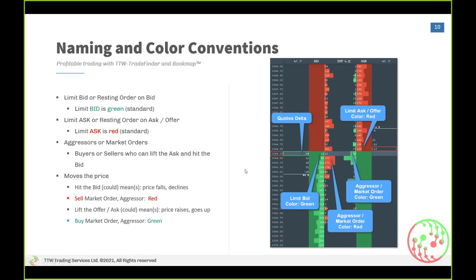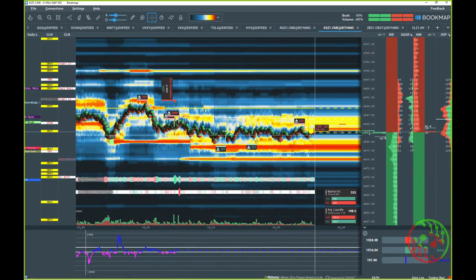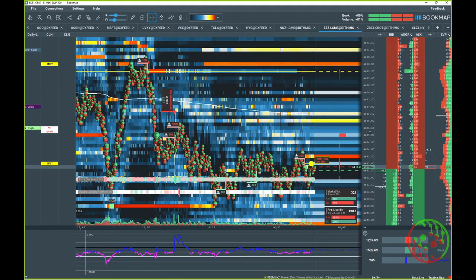Walter, the quotes delta, can you explain what's negatives and positives? The quotes delta measure is very simple. It's a very simple mechanism.